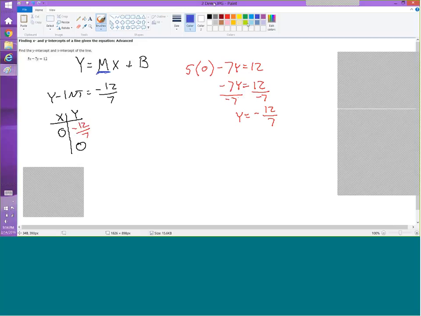Let's do the x-intercept in blue. There we go. And for the x-intercept, that means that y is going to be 0. So we have 5 times x minus 7 times 0, since y is 0, is equal to 12. Again, 0 times anything is still just 0. So we get left with 5x equals 12. And divide both sides by 5 to find that our x-intercept is going to be 12/5.